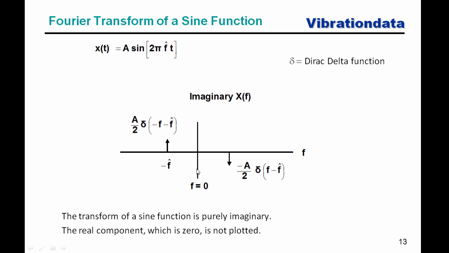And some funny things are going on here. One thing we note is that this imaginary Fourier transform is anti-symmetric about the f equals 0 line. That's noteworthy. It seems like half the amplitude is getting deposited down here with a negative sign, and the other half is getting deposited here at negative f hat. So this frequency, I need to go back and fix this slide, is f hat, and this is minus f hat.